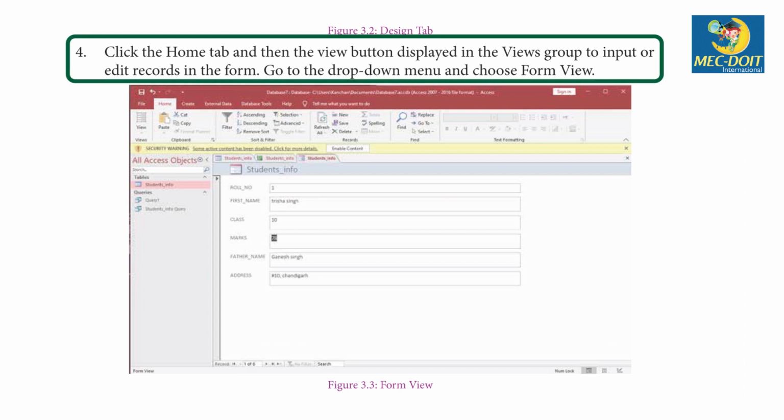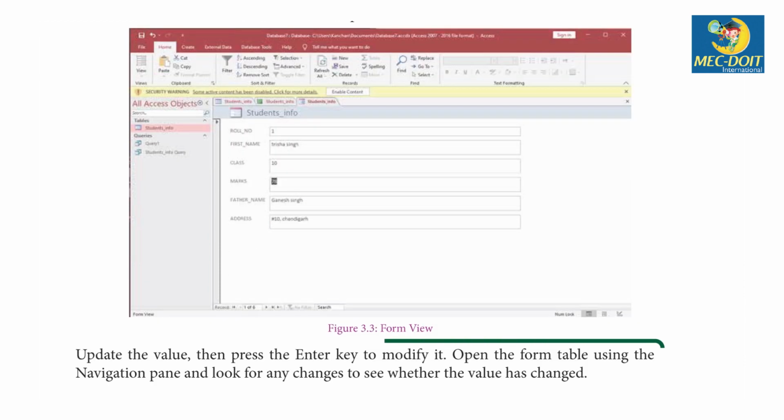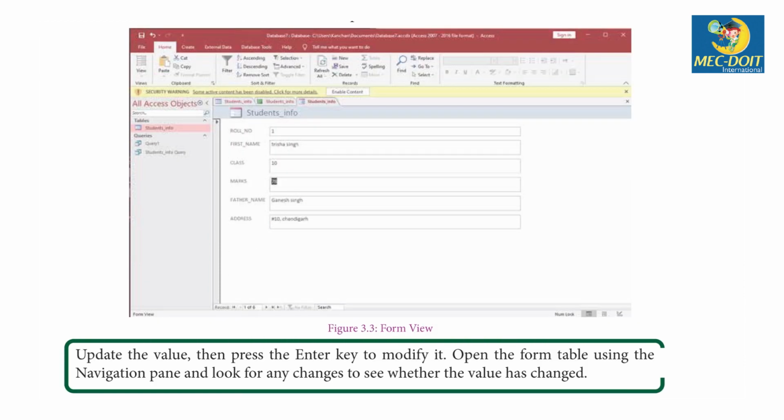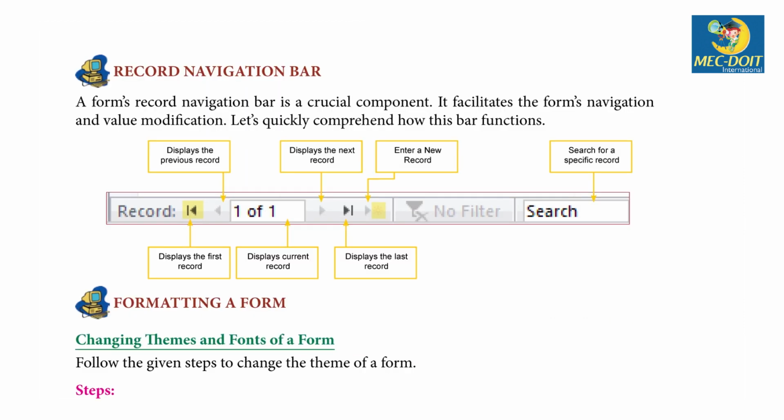4. Click the Home tab and then the View button displayed in the Views group to input and edit records in the form. Go to the drop-down menu and choose Form View. Update the value and then press the Enter key to modify it. Open the form table using the navigation pane and look for any changes to see whether the value has changed.